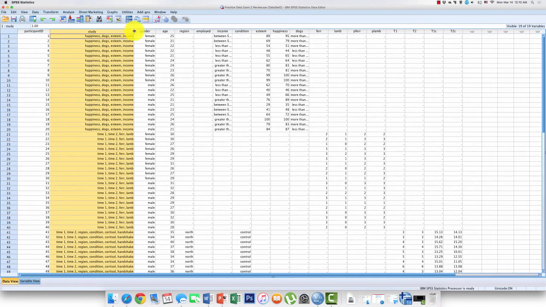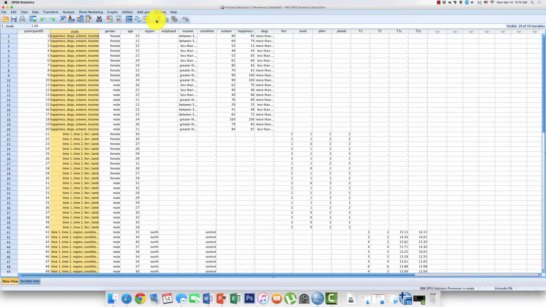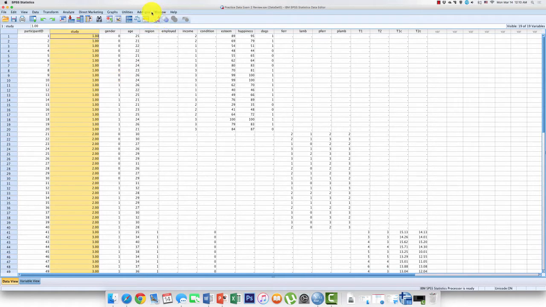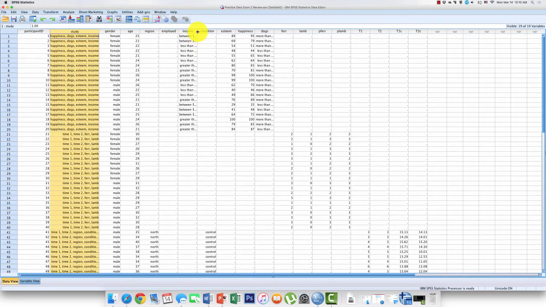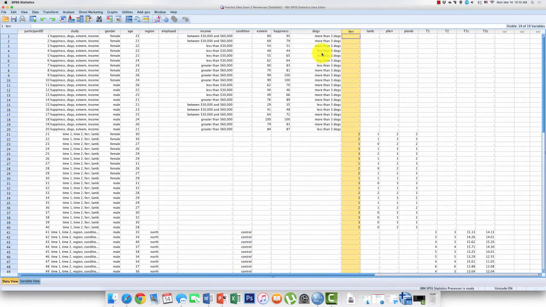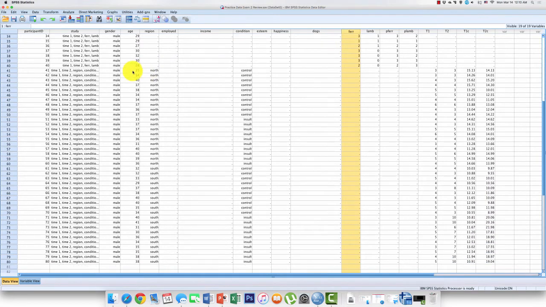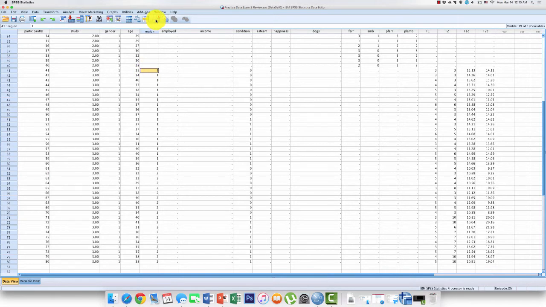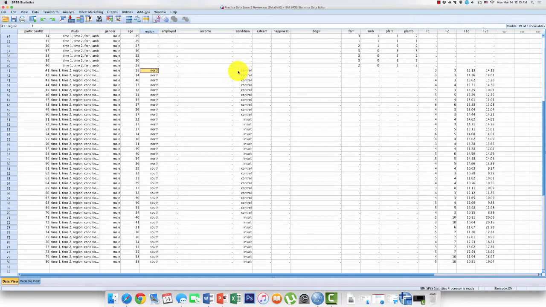Okay, so I coded gender such that 0 is female, 1 equals male. For income, 1 equals less than 30,000, 2 equals between 30,000 and 60,000, and 3 equals greater than 60,000. For dogs, 0 is less than 3 dogs, 1 is more than 3 dogs. For region, I'm sorry, 1 is north and 2 is south. And then for condition, control is 0, insult is 1.